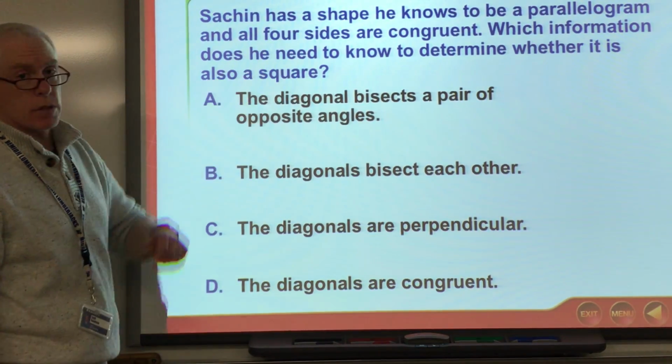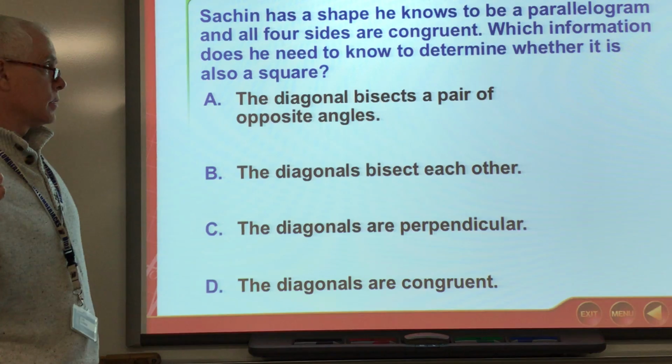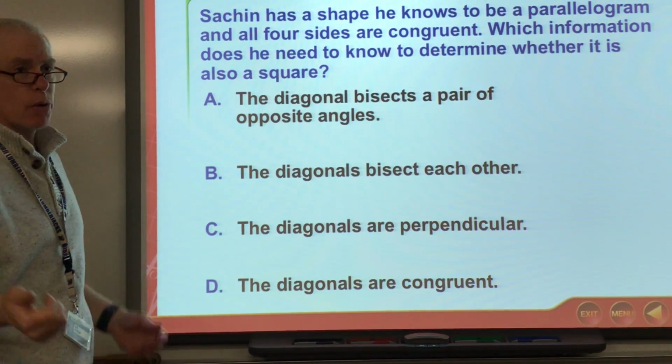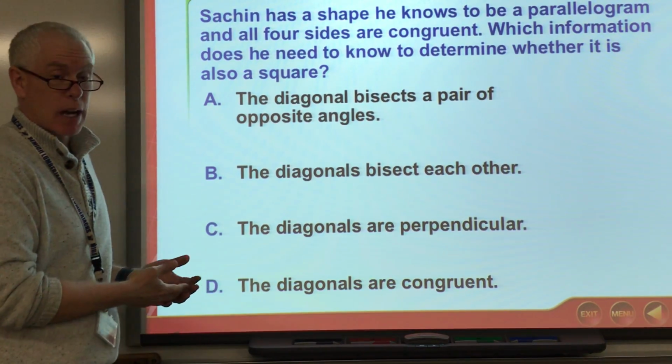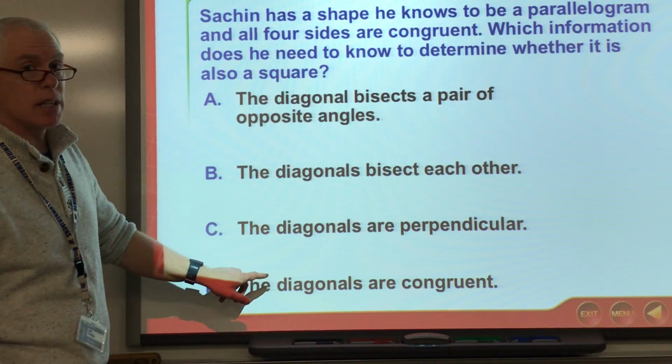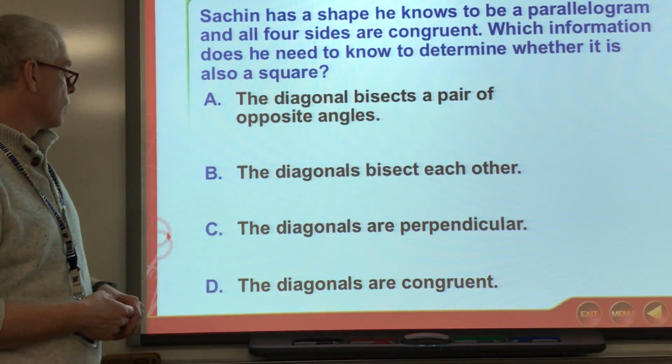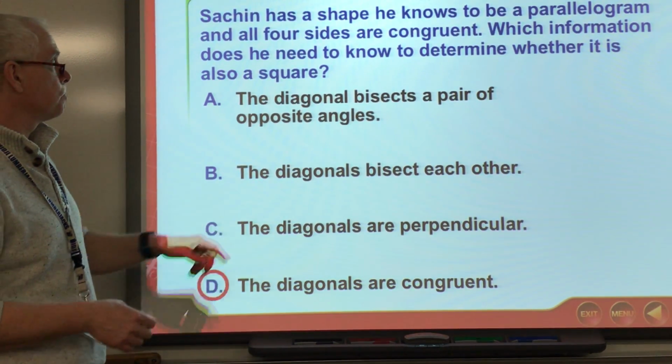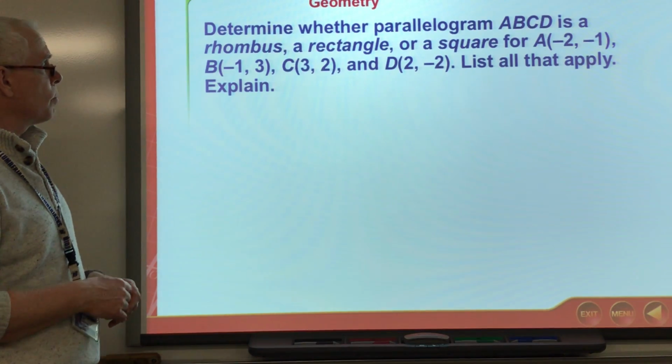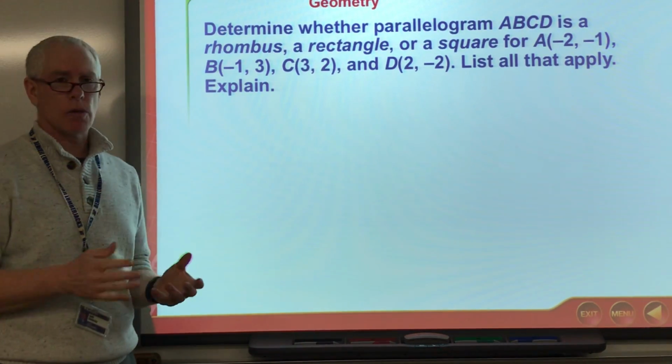All right, all 4 sides congruent. I know it's a rhombus. So to prove that it's also a rectangle, we had said on the previous slide we could show that the diagonals were congruent. I think if we did that, we'd prove it's a rectangle. We know it's a rhombus, so then it would have to be a square. All right, determine whether this is a rectangle, a rhombus, or a square.